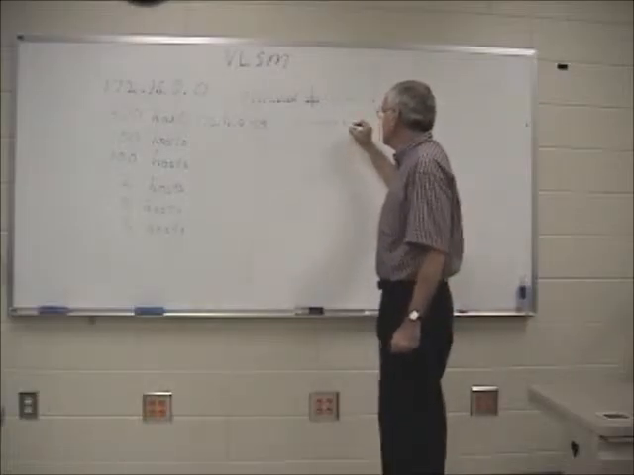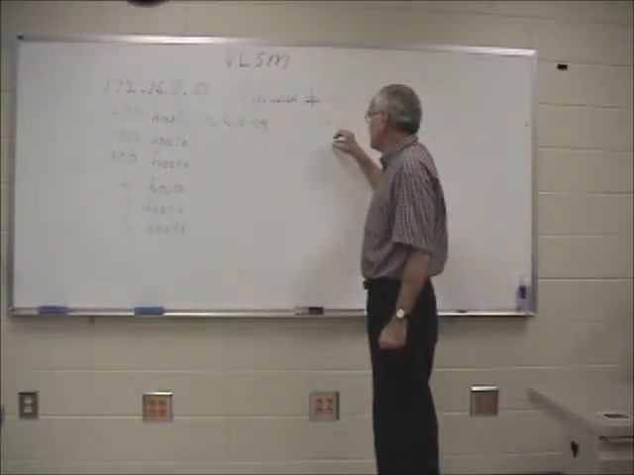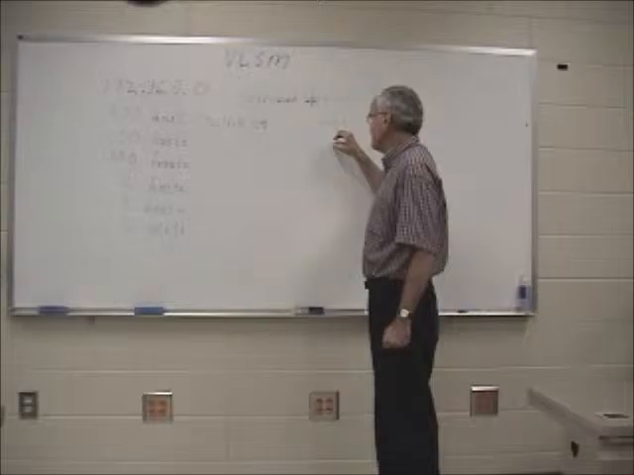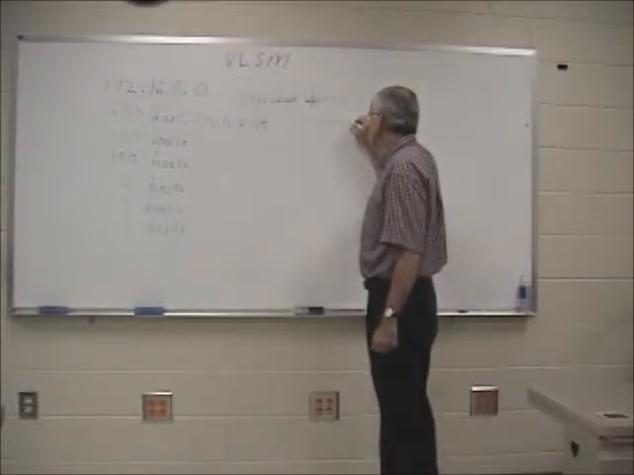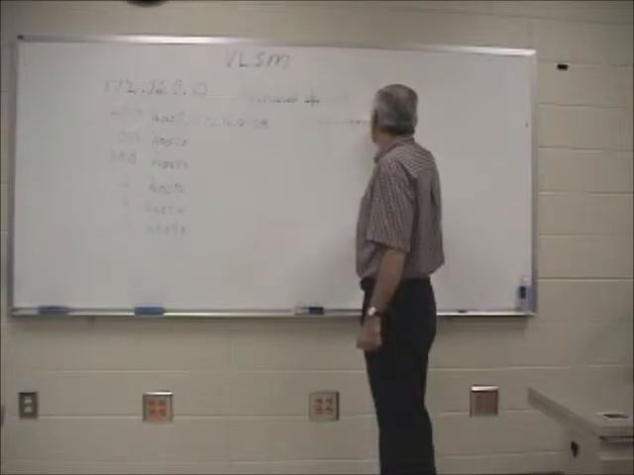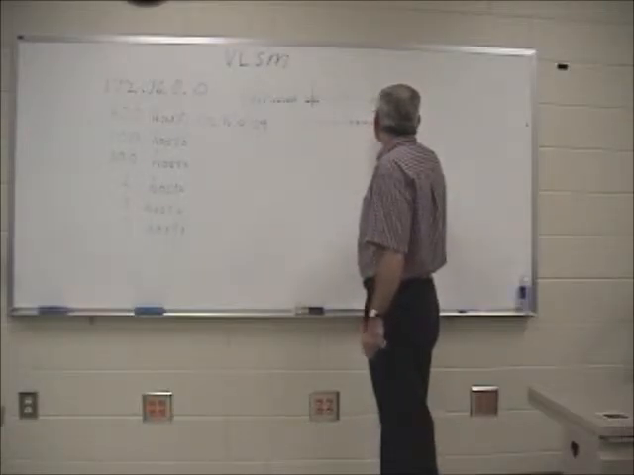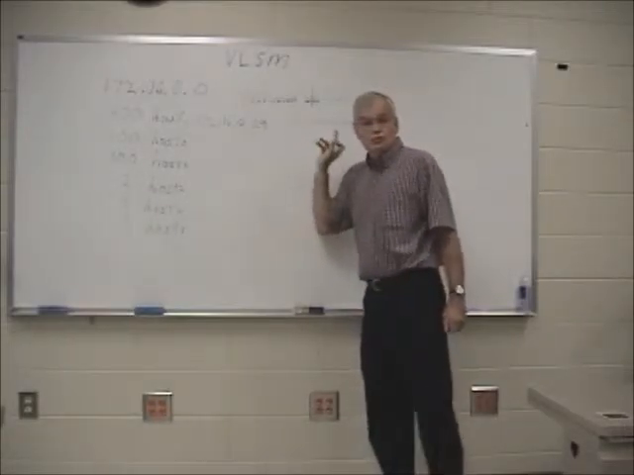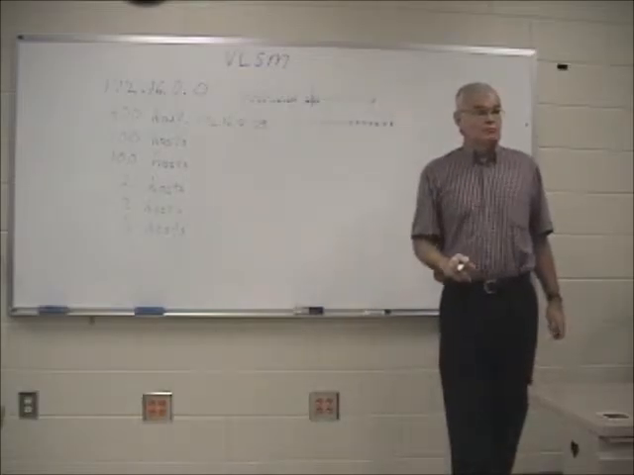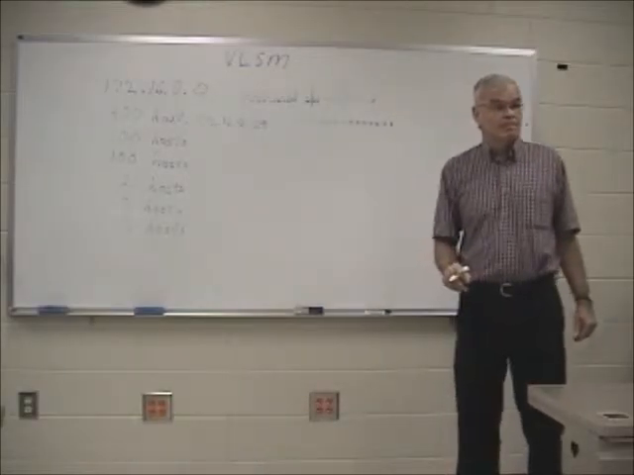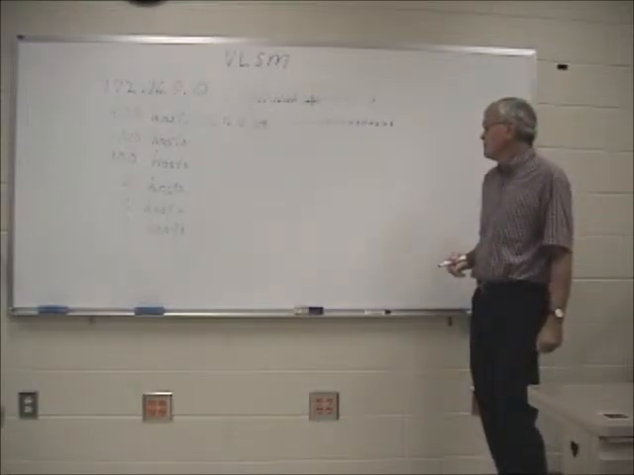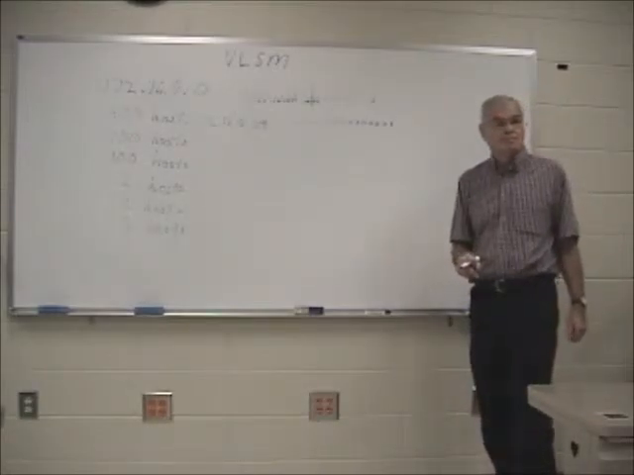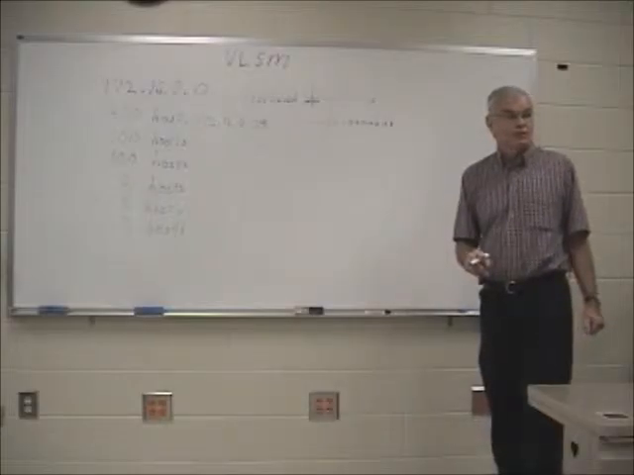So we got a 1 here, followed by 6 zeros and a 1 for the first one there. Okay? I'll follow on that.